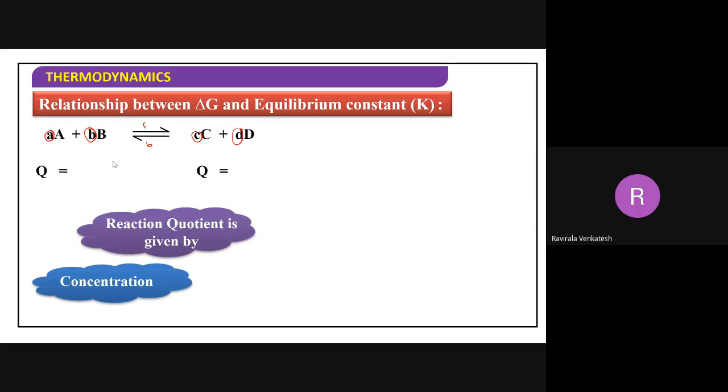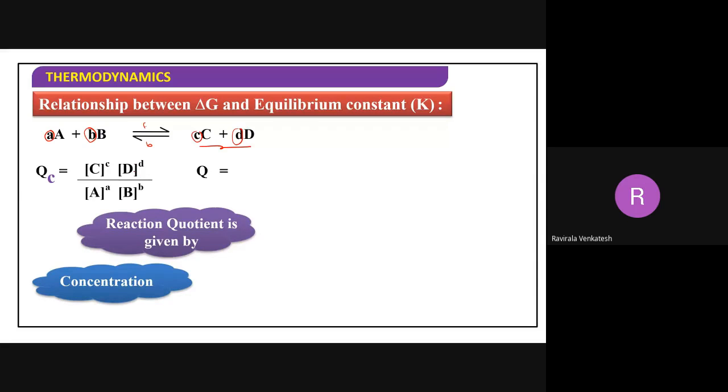Now Q I am writing here. The reaction quotient is nothing but the concentration of the products by the concentration of the reactants. Now see QC. First the products we have to write. Concentration of C to the power of how many moles? C moles. The stoichiometric coefficient we have to take.